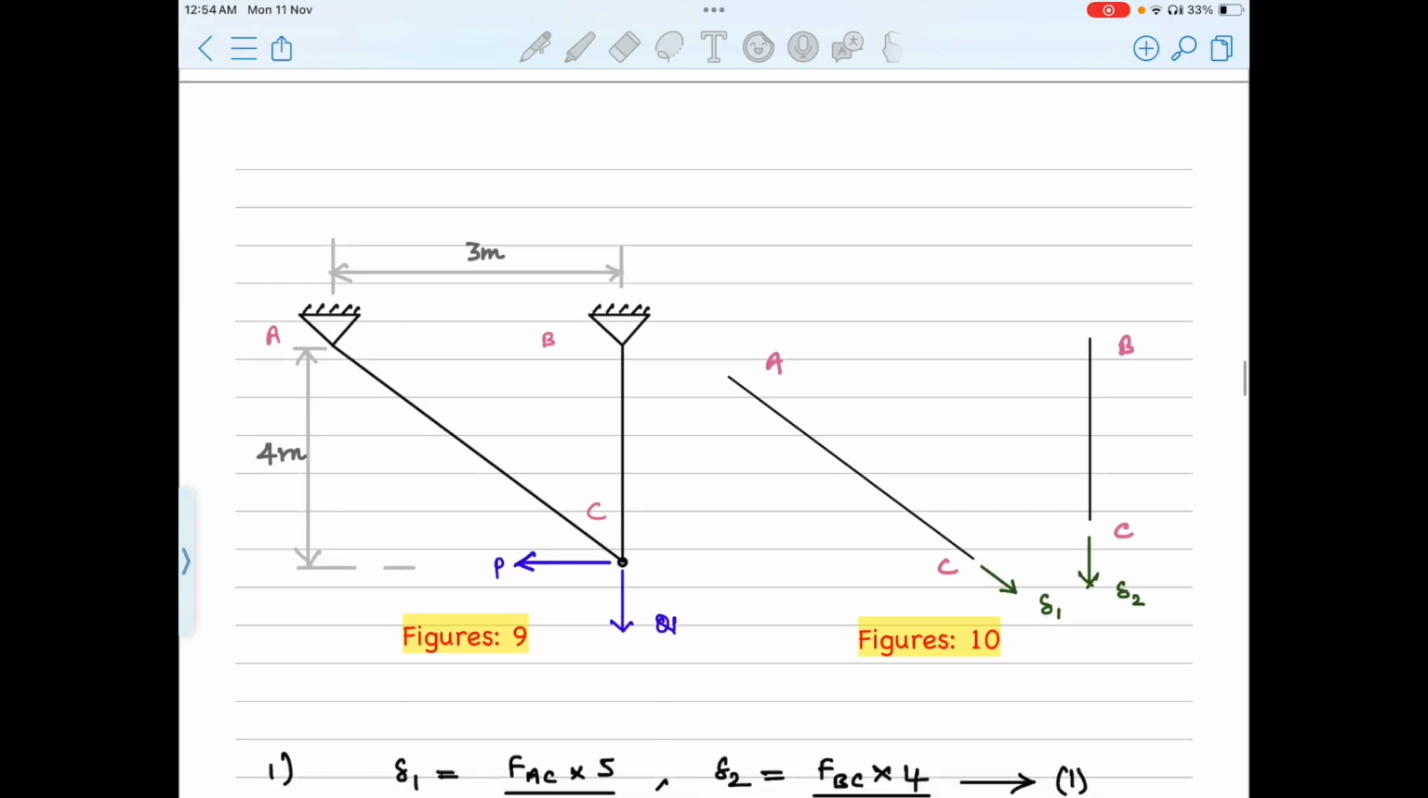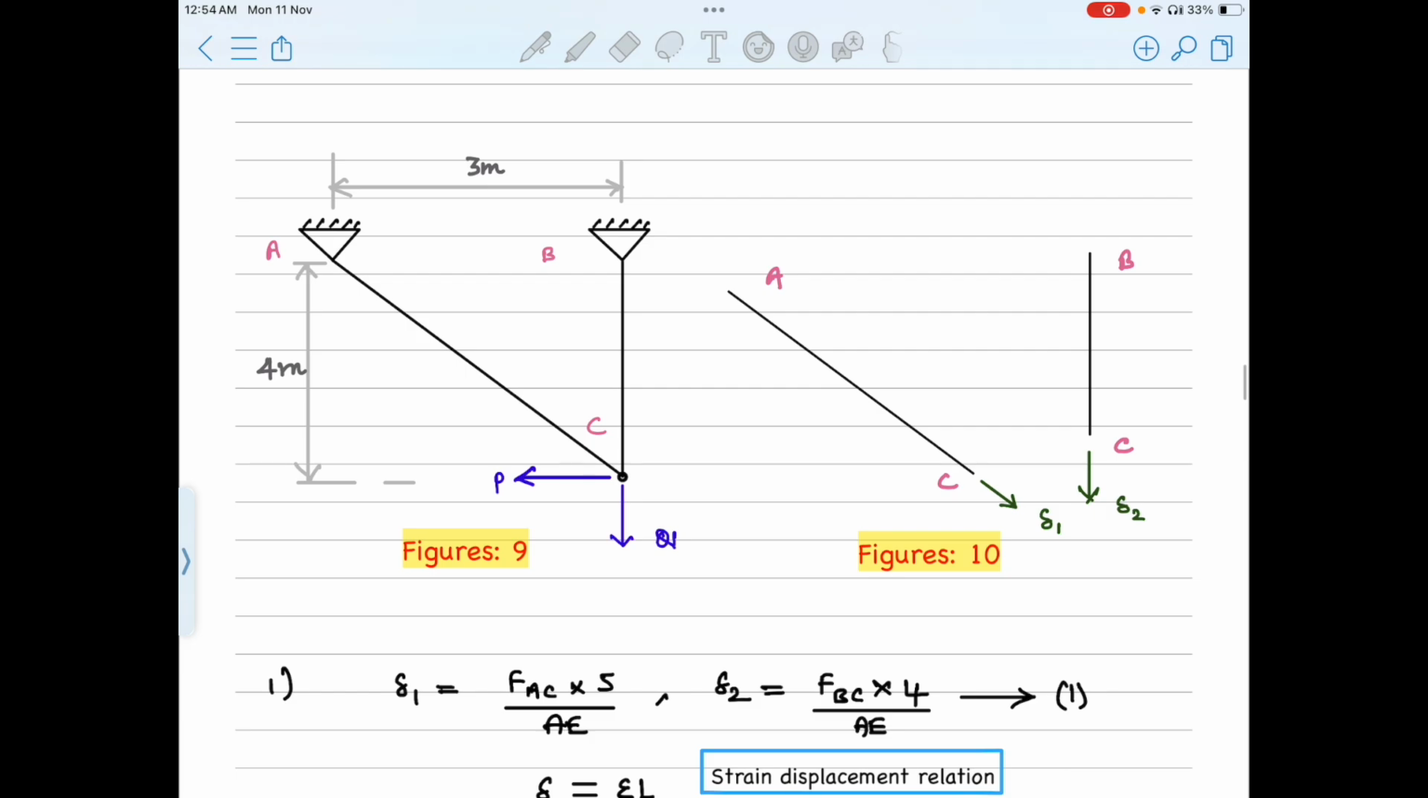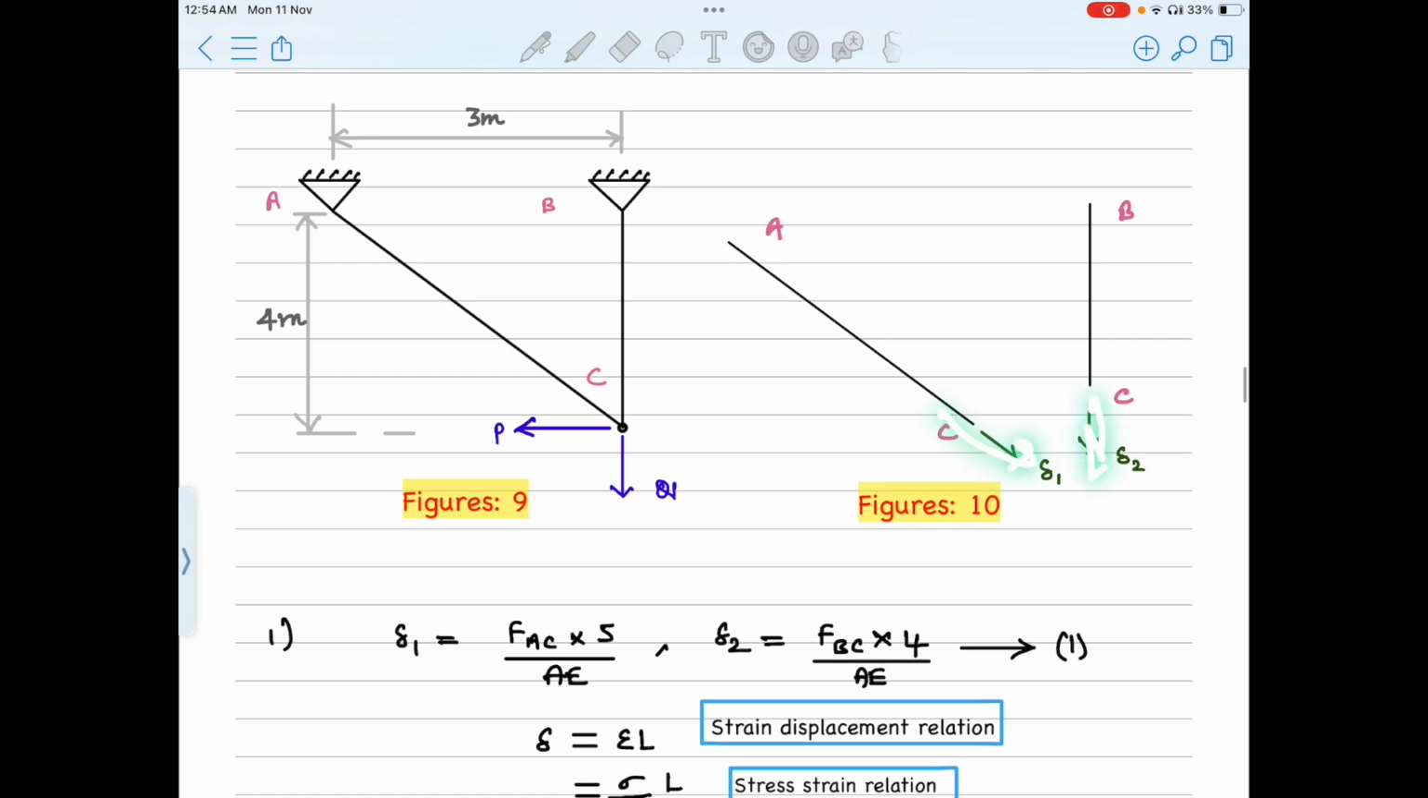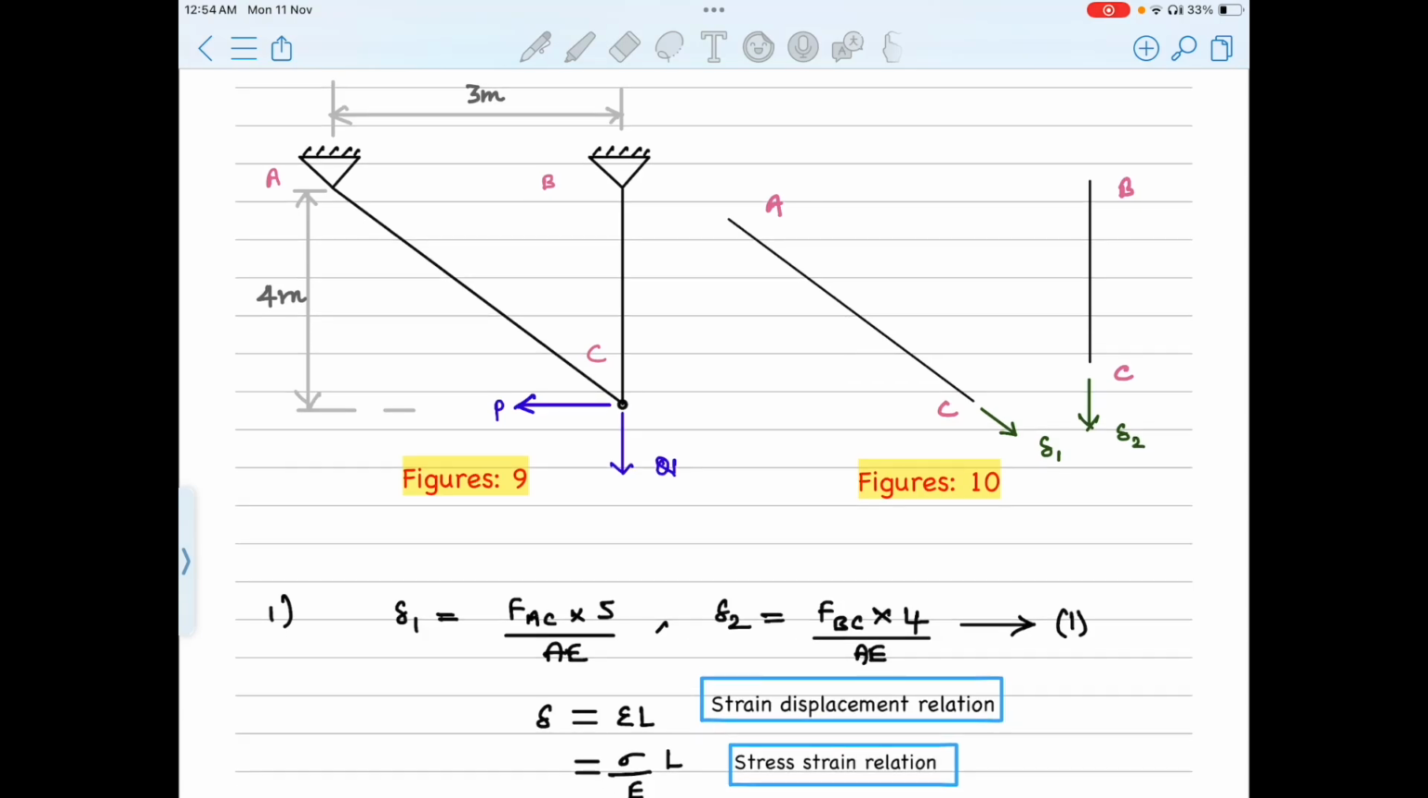Let's try to solve the truss in figure 9. Let's mark the local degrees of freedom, that is, elongations of members by delta 1 and delta 2, because that's what an axial element is capable of when any load is applied at a joint such as C. When we apply a load at joint C, we can expect these two members to undergo change in length along their own axis. So we mark them by delta 1 and delta 2. The first step is to write these elongations in terms of member forces developed in the respective members. We know the formula already. I suppose it is delta equal to PL by AE.